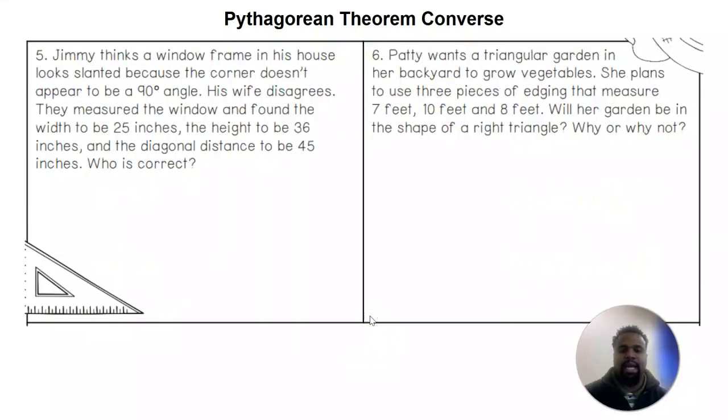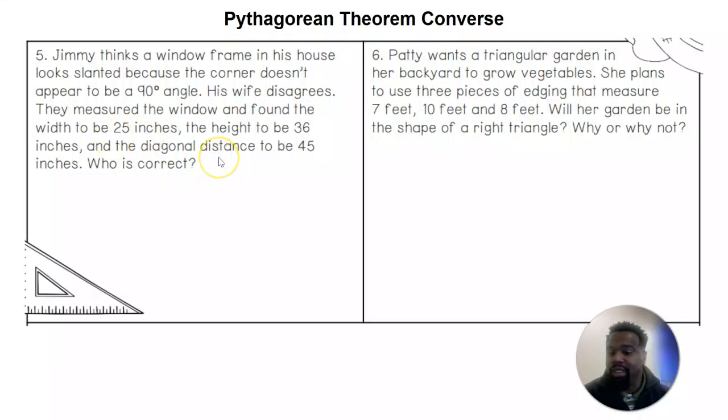Now let's look at some application. Jimmy thinks the window frame in his house looks slanted because the corner doesn't appear to be a 90-degree angle. His wife disagrees. They measure the window and found that the width is 25, the height is 36, and the diagonal distance is 45 inches. Who is correct? So basically, Jimmy is saying that this is not a right triangle, but his wife is saying it is a right triangle. And so we're given the legs 25 and 36.